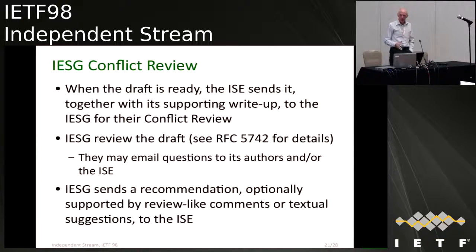Right, so when everything is set, the ISE sends it to the IESG. They have a look at the draft, 5742. They may have questions, in which case they will swap email with the ISE or with the authors. And this is the point that they may pick up on things which perhaps the reviewers missed, or they may think of things, little changes which would improve it. That's fine. And then they send back to the ISE a recommendation.